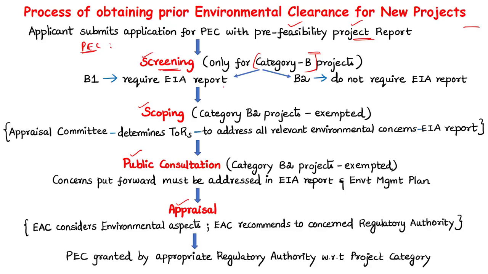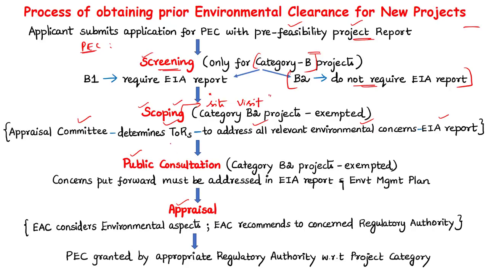The projects categorized as B2 during screening will not require any environmental impact assessment report. Then the next stage is scoping. It is a process where the concerned appraisal committee will determine detailed and comprehensive terms of reference in order to address all relevant environmental concerns of the project. See, scoping may also include a site visit by a subgroup of the appropriate appraisal committee. Then the application for the clearance could be rejected at this stage of scoping itself.